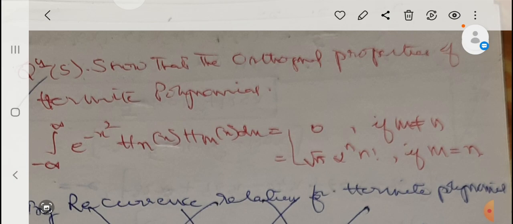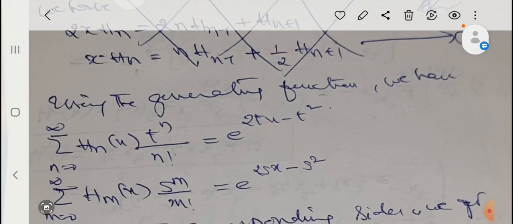So the integral of the product of two Hermite polynomials multiplied with e power minus x square between the limits minus infinity to plus infinity is given by 0 if m and n are not equal, and the value becomes equal to root pi into 2 power n into n factorial.